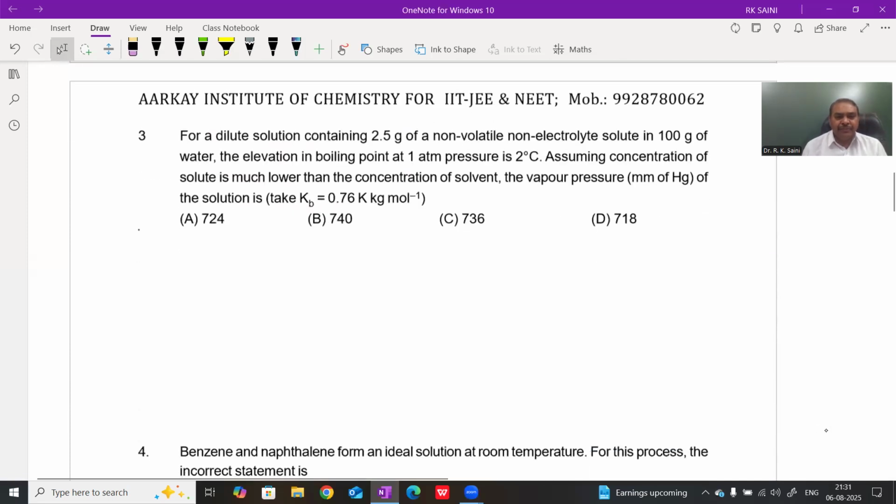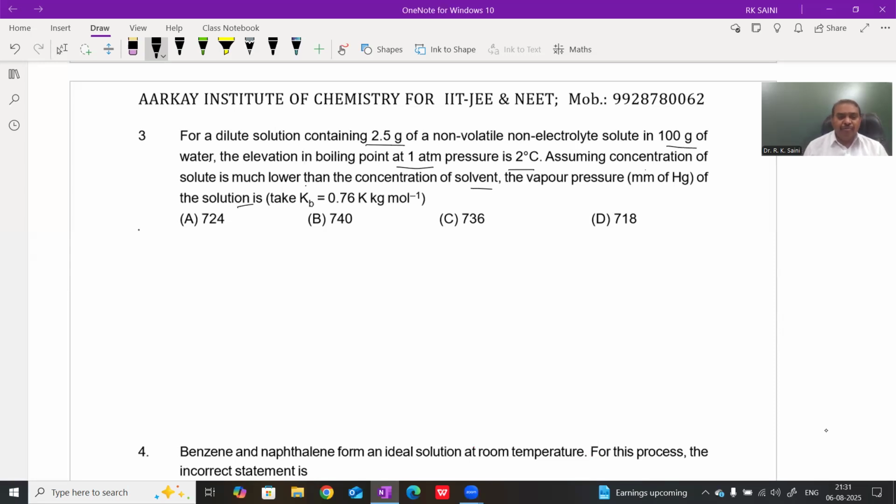Question third. First, we read the question, then write the given data, and then find the solution. For a dilute solution, 2.5 gram of non-volatile, non-electrolyte solute in 100 gram of water. The elevation in boiling point at 1 atm pressure is 2 degrees centigrade. Assume the concentration of solute is much lower than the concentration of solvent. Find the vapor pressure in mmHg of the solution.